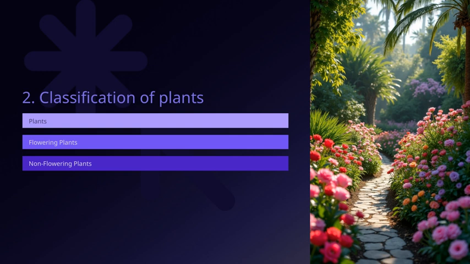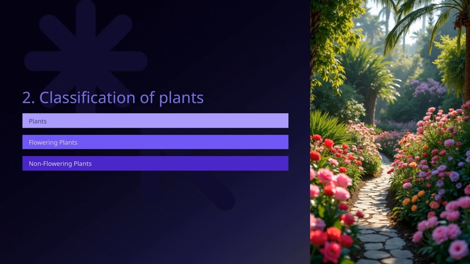On the other hand, non-flowering plants do not produce flowers. Instead, they reproduce using other methods, such as spores or cones. Examples of non-flowering plants include ferns, mosses, and conifers like pine trees.